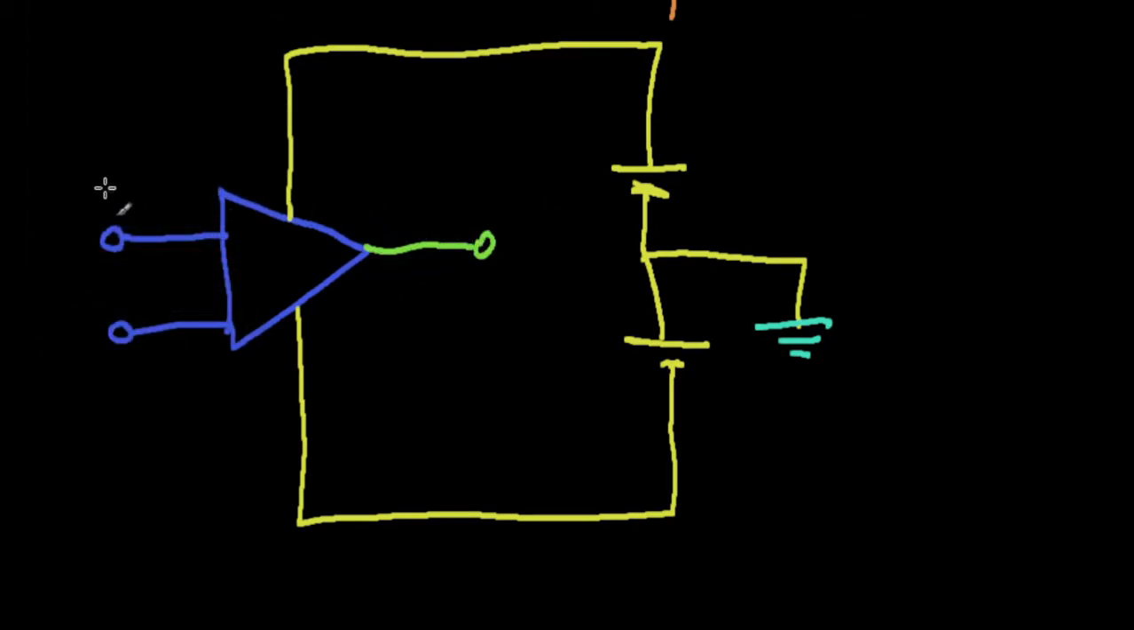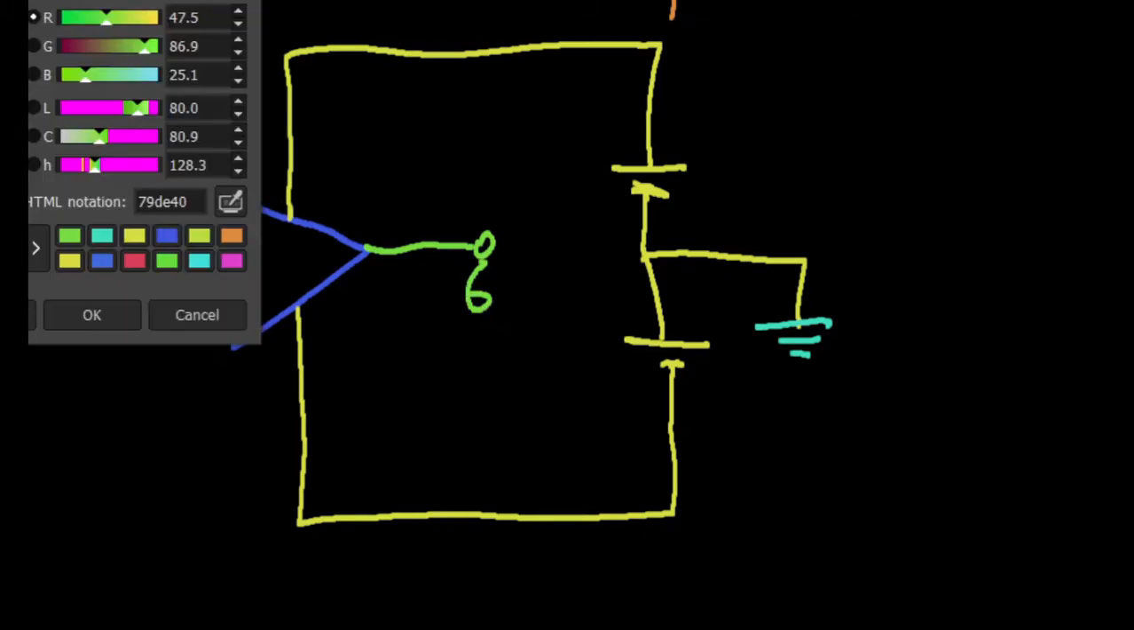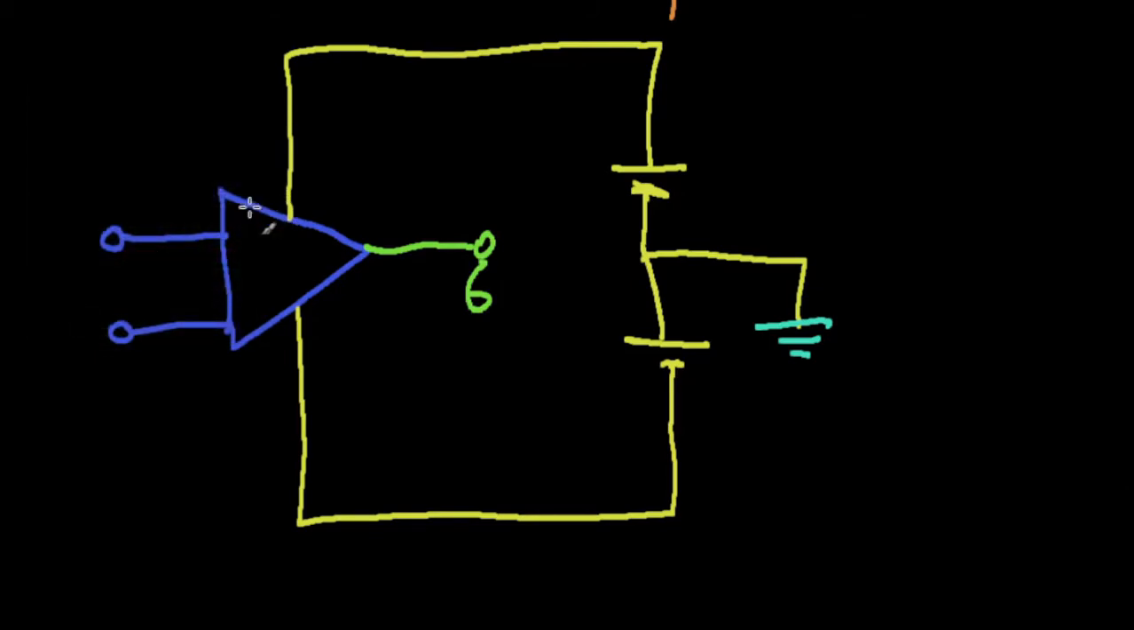As we saw, your output pin was 6. Your input pins are 2 and 3. Pin 2 is the inverting one, the negative input, and again I'll explain why a bit later.